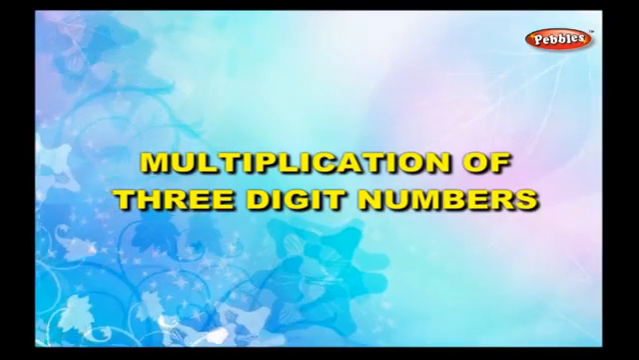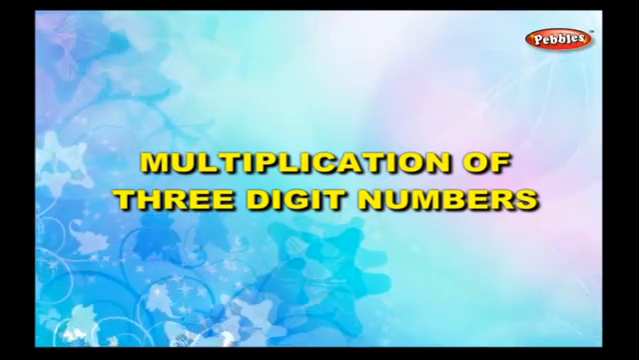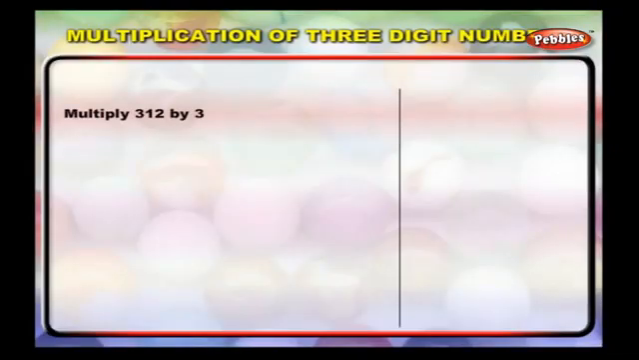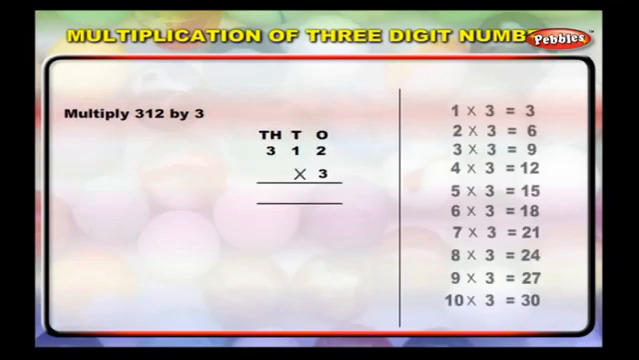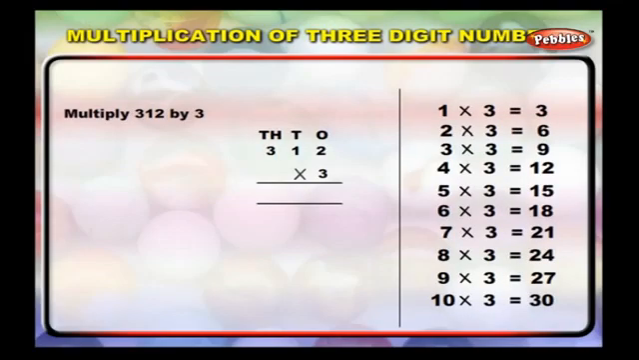Multiplication of three-digit numbers. Multiply 312 by 3. Step 1. Multiply 2 ones by 3. 2 ones into 3 is equal to 6 ones. Write 6 under the ones column. Step 2. Multiply 1 ten by 3. 1 ten into 3 is equal to 3 tens. Write 3 under the tens column.